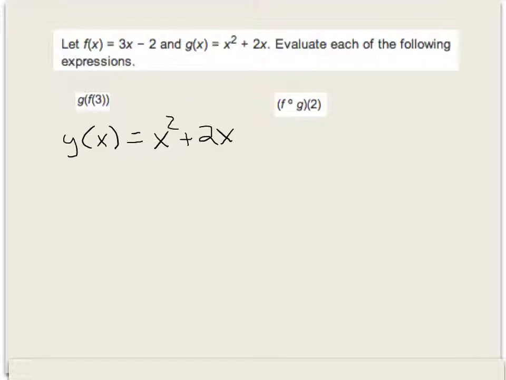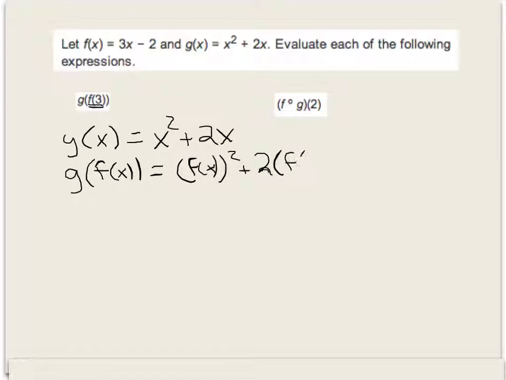And now instead of x in the middle, notice I have f of x. So I'm going to replace all of the x's with f of x's. So everywhere there was an x, I'm going to put an f of x. And in this case, f of x is 3x minus 2. So now I'm going to do a little algebra to split that up.